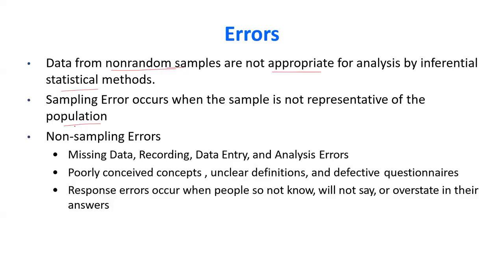Some of the errors you may see are that in the original data there could be missing data. Even the recording could be incorrect. The data entries could be incorrect. There could be some kind of analysis errors. So even when you are generating the sample, the values may not be correct. Then that becomes a non-sampling error. It is not a sampling problem. It is a data problem.